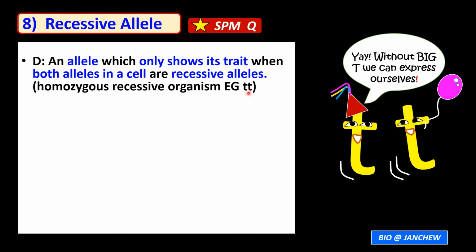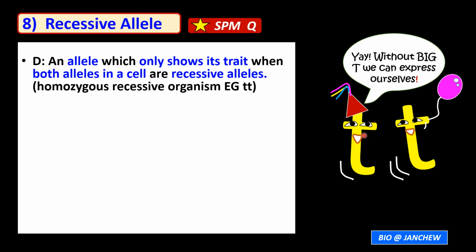Such an organism is called a homozygous recessive organism. Homozygous means having two identical alleles. Recessive means that the allele is the recessive allele. That means having two identical recessive alleles. So this type of homozygous recessive organism will be showing the recessive trait, because it does not have a dominant allele, big T, to suppress its effect.